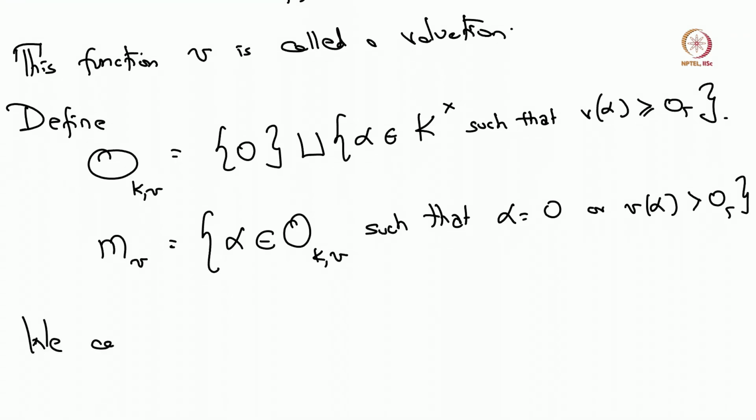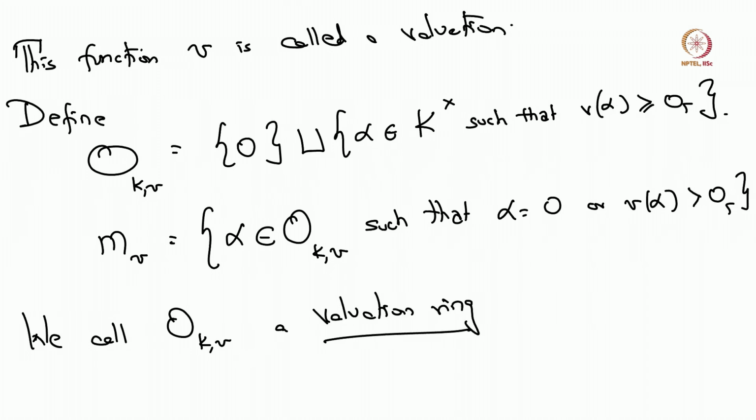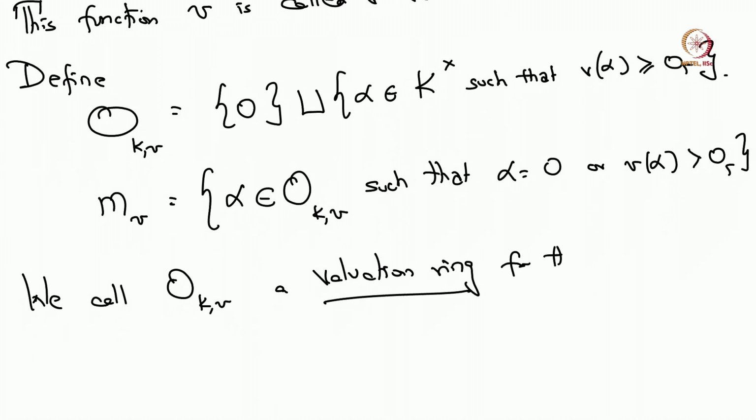So we call OKV a valuation ring for the valuation V. So right now OKV is just a set. So let's try to show that it's in fact a ring.